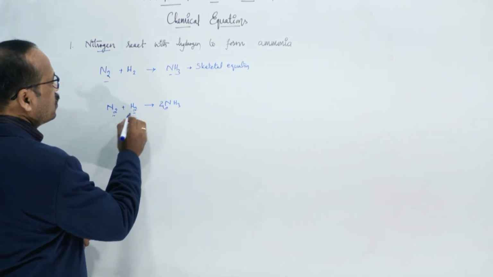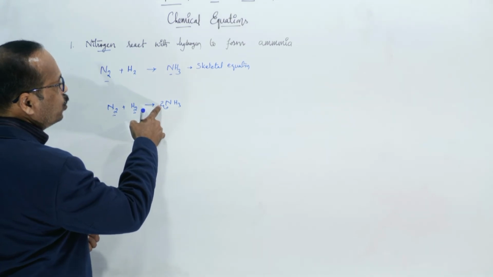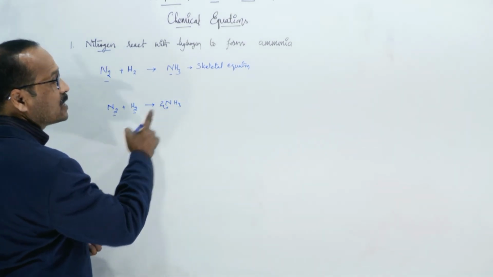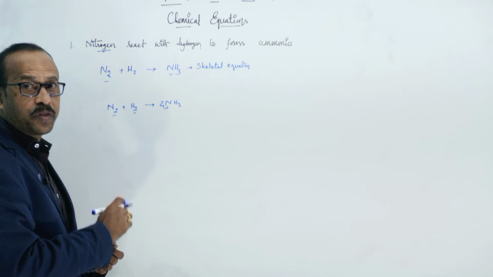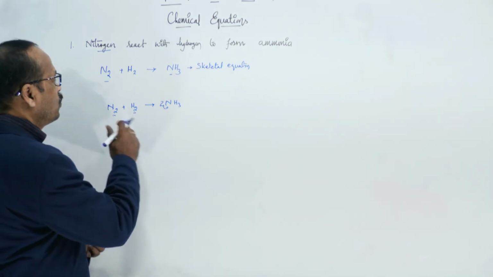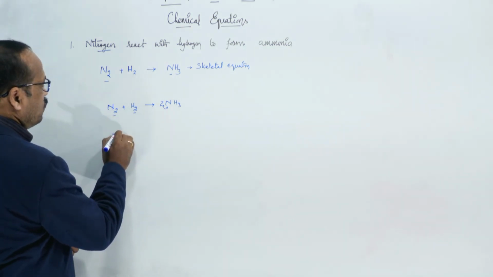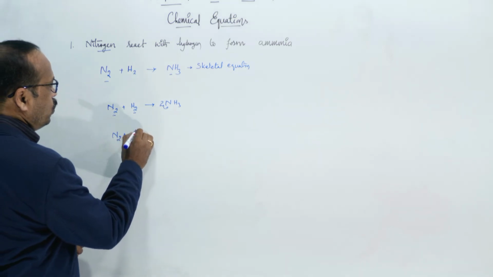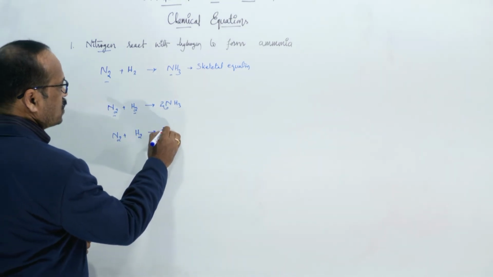Now here how many hydrogens are there? 2. But here how many hydrogens are there? 2 into 3, 2 threes are 6 hydrogens. How many hydrogens are there? 6 hydrogens are there. Right? Now I have to balance the hydrogen. So for that what we need to do is N2 plus 3H2 gives rise to 2NH3.